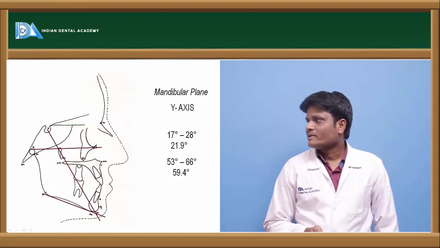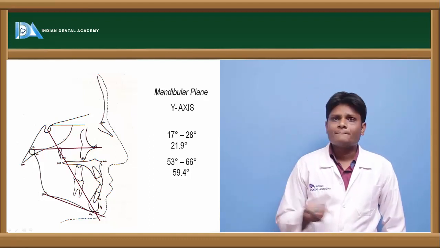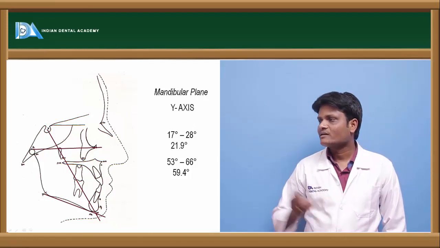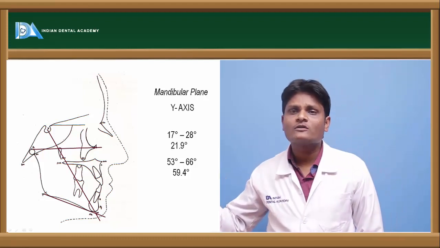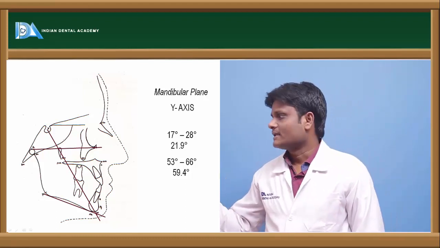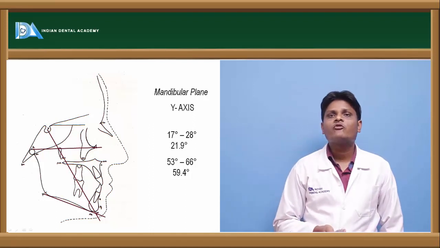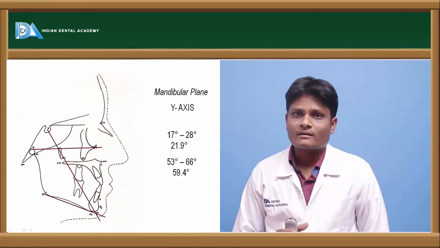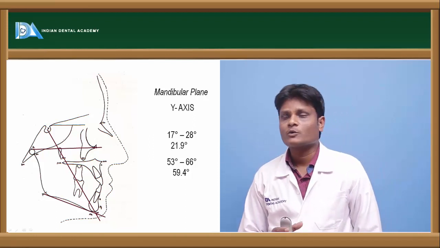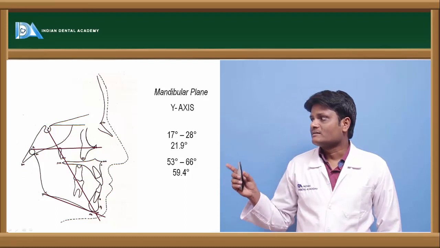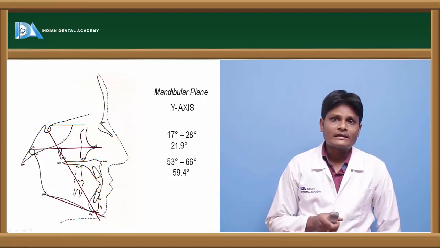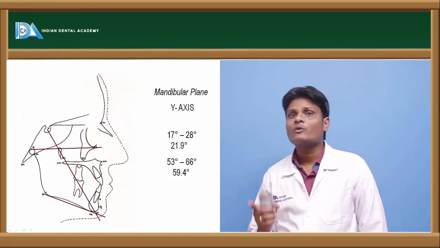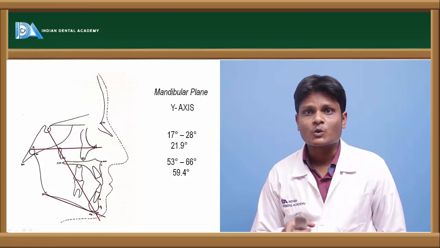The next important parameter of the Downs analysis is the Y-axis or growth axis. It's nothing but the angle between Frankfurt's horizontal plane and the facial axis. The average value is 59.4 degrees. So the facial axis also indicates a growth pattern, whether horizontal or vertical. If the angle is greater than 59.4 degrees, it indicates a vertical growth axis, whereas an angle less than 59.4 degrees indicates a horizontal growth axis.